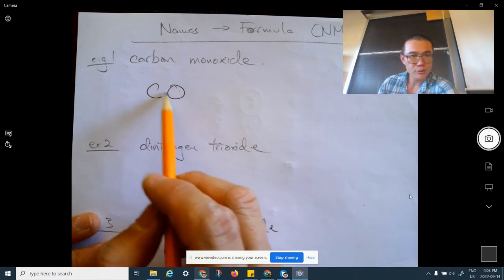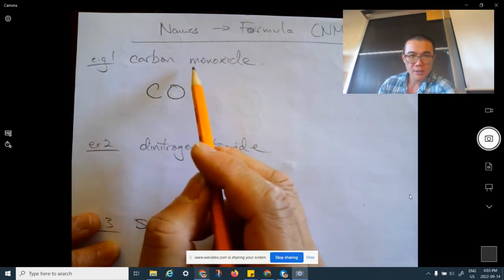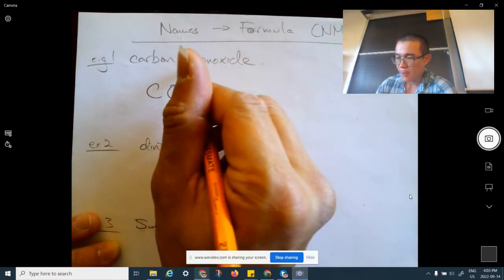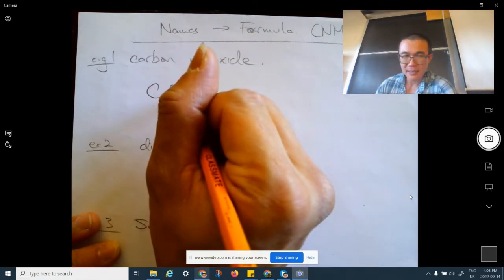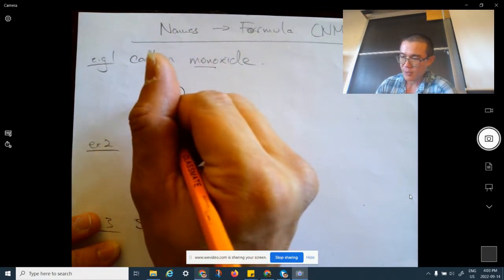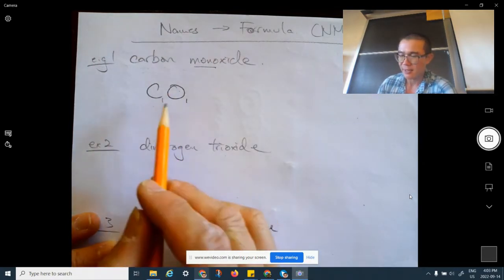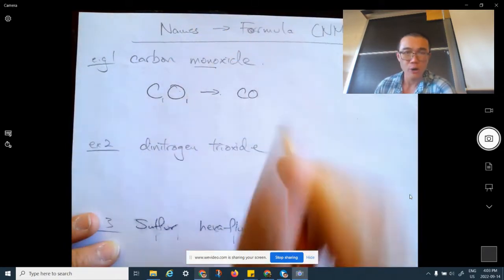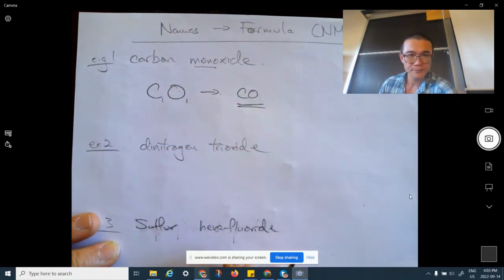Now, if there are no prefixes in front of the first name, you can assume it's an invisible one. Now, for the second word, you will see the prefix. In this case, monoxide, mono means one. So again, it's a one. So C1O1, or at this point, you should realize that if it is a one, you make it invisible. So it's actually just CO. All right, so that should be your final answer here.